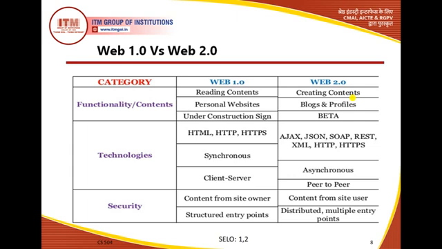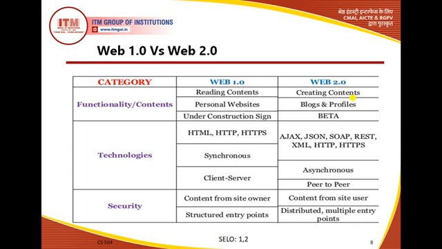Then if we talk about the technologies, HTML, HTTP, HTTPS were used in Web 1.0, we know that. But in Web 2.0, there are AJAX, JSON, SOAP, REST, XML, HTTP, HTTPS. All these are the technologies actually supported in Web 2.0. JSON scripts and AJAX were not used in Web 1.0. The SOAP protocol was also not a part of Web 1.0, but now it is part of Web 2.0.